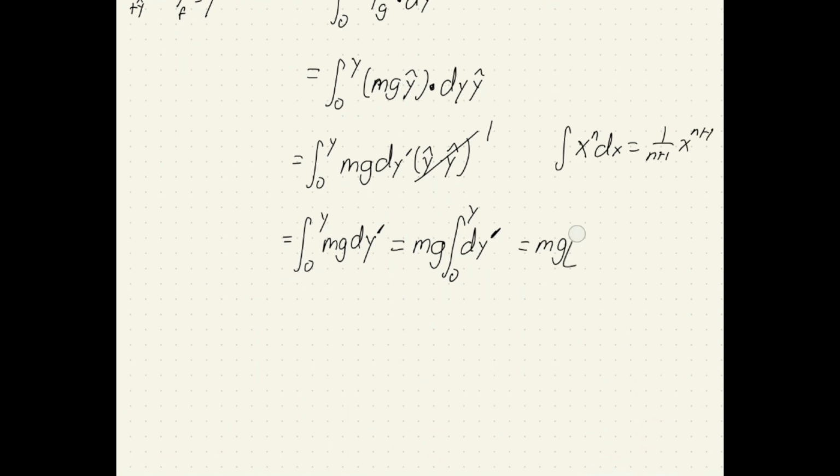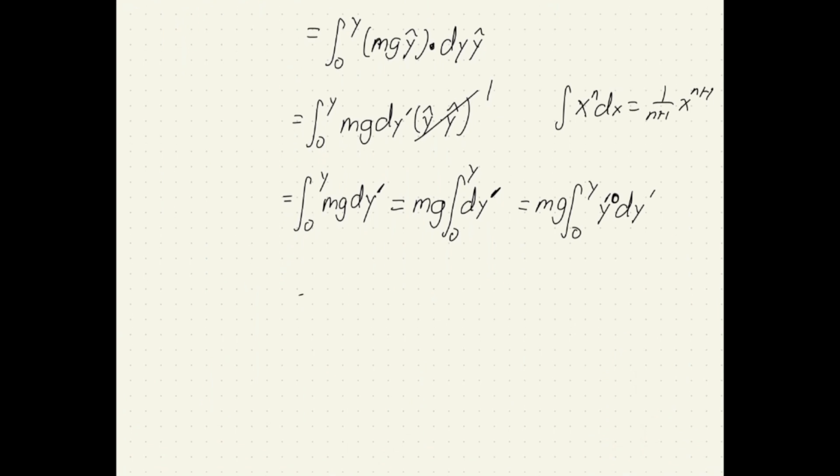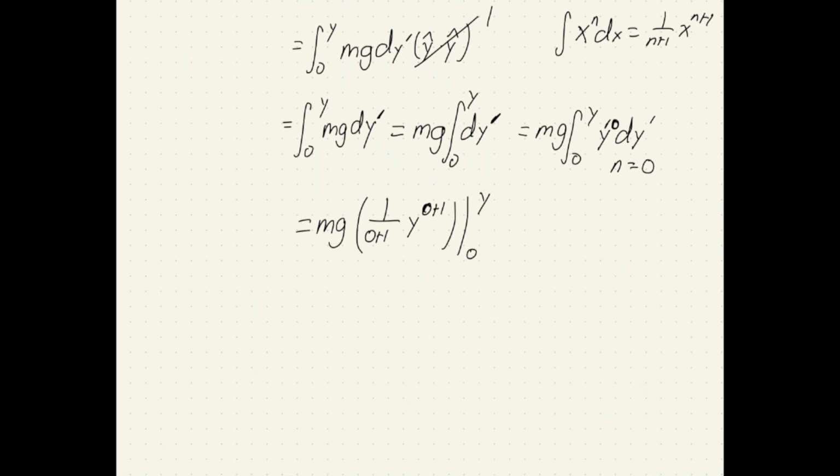As being maybe not mg integral dy, but think about it as an integral from 0 to y of y prime to the 0th power times dy prime. So my formula says when I do this integration, n here is 0, and it says take 1 over n plus 1 times y to the n plus 1, so 0 plus 1. And then evaluate it at your limits of integration, 0 and y.